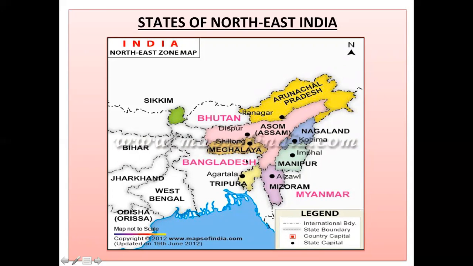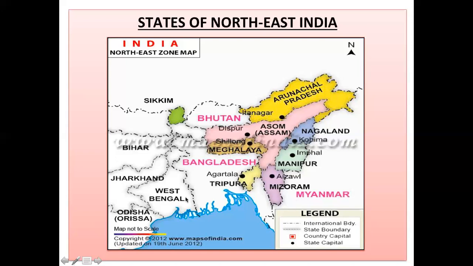Meghalaya, Tripura, Mizoram, Manipur, and Nagaland. So these are the seven states of Northeast India. And let's also see Sikkim. Sikkim is one more state which is found, you can see here, to the north of India.